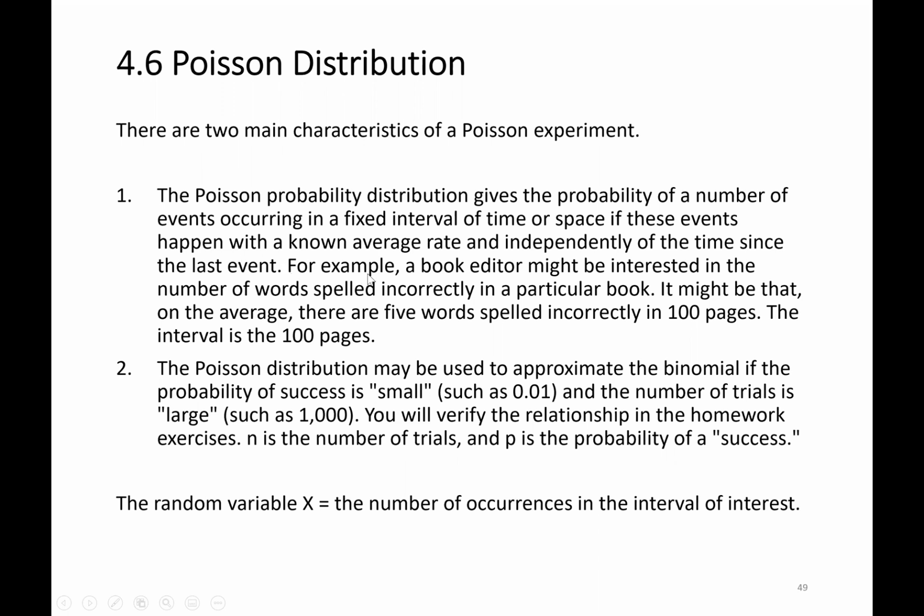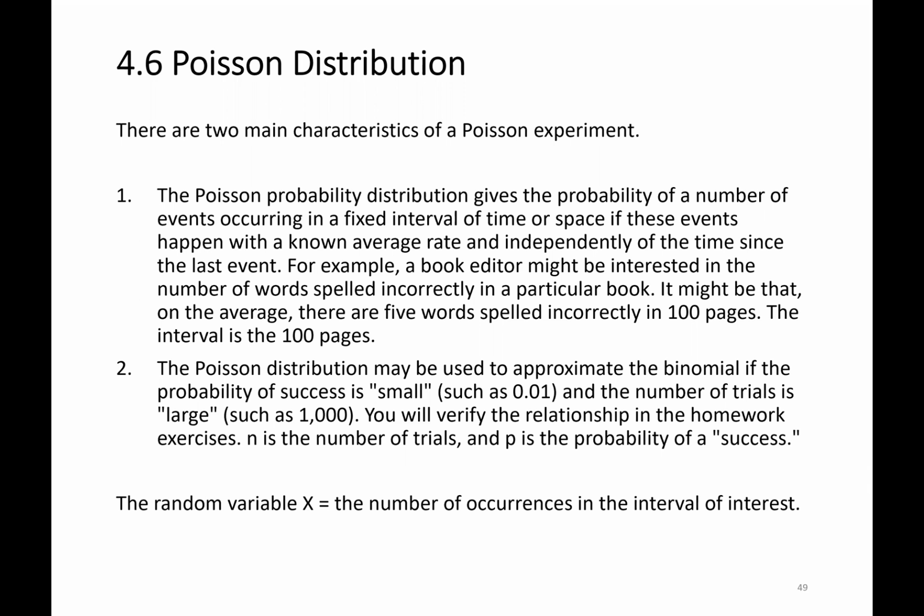For example, a book editor might be interested in the number of words spelled incorrectly in a particular book. It might be that on average, there are 5 words spelled incorrectly in 100 pages. So the interval is 100 pages.